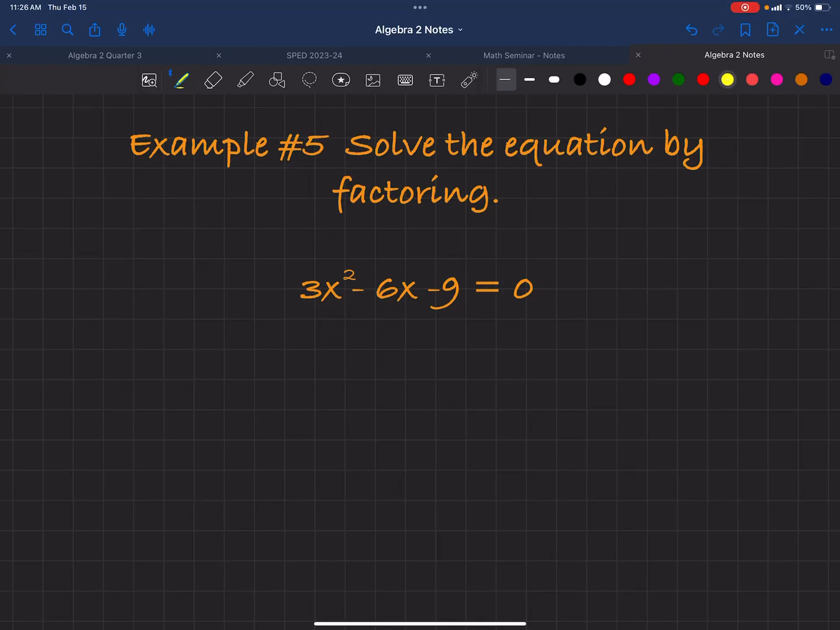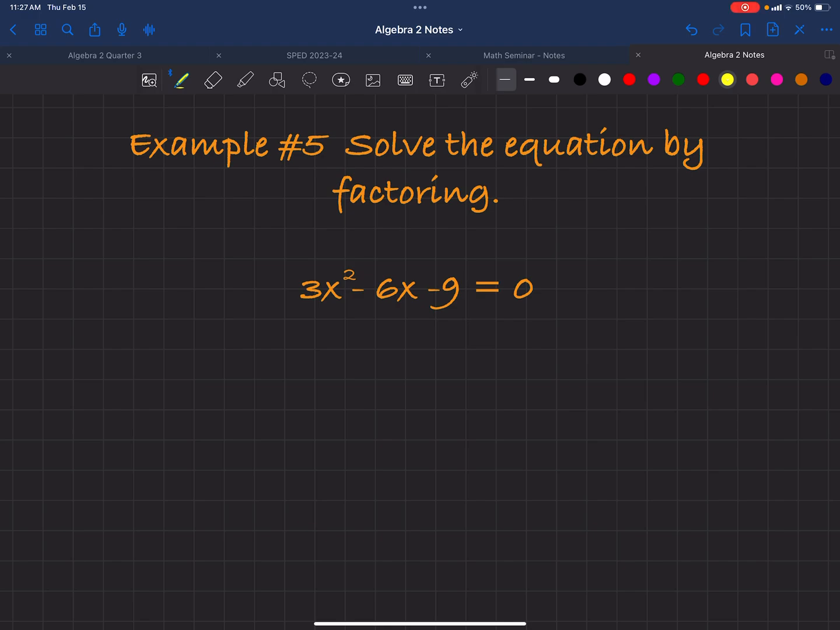Continuing on with examples 5 and 6 from solving quadratic equations by factoring. We have 3x squared minus 6 times x minus 9 equals 0. Your first step is to find the GCF.